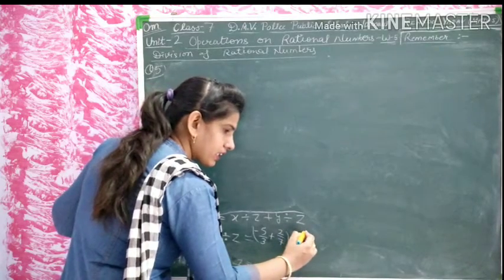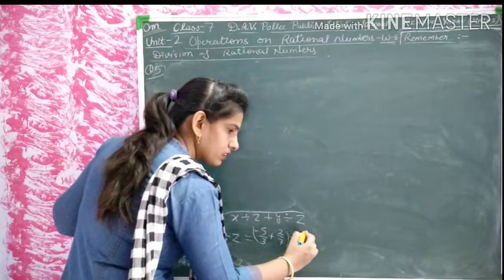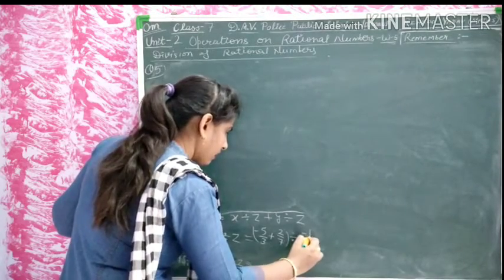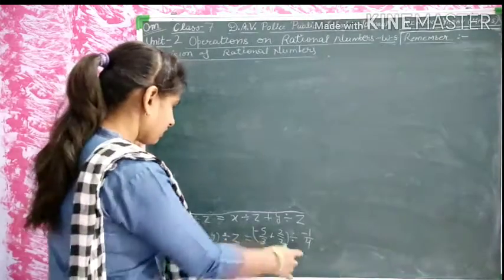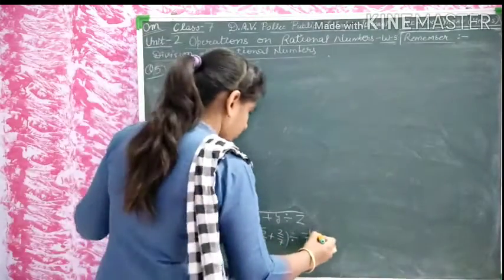What is the z here? That is 1 by minus 4, which is minus 1 by 4 in the standard form. So it will become as, and we have to solve now.